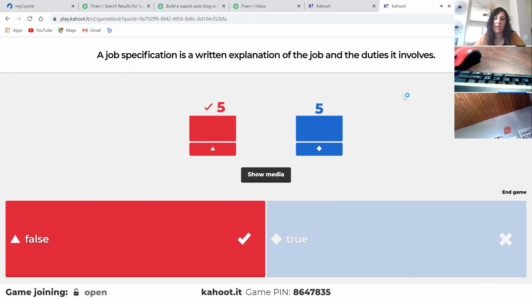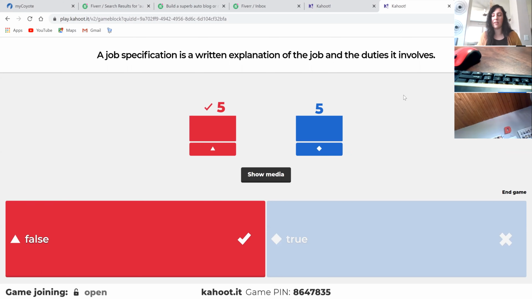So job specification is that whole paragraph, usually at the beginning at the top of the job posting where it talks about, well, actually I think it's the second paragraph, it's below, okay? And this is the part where it'll talk about what duties are going to be involved, what you're going to have to be doing.